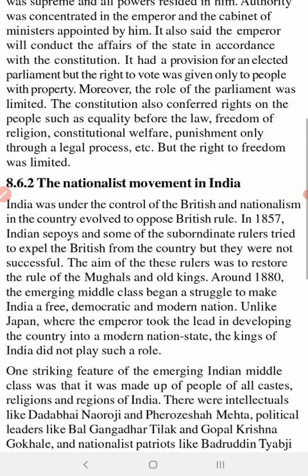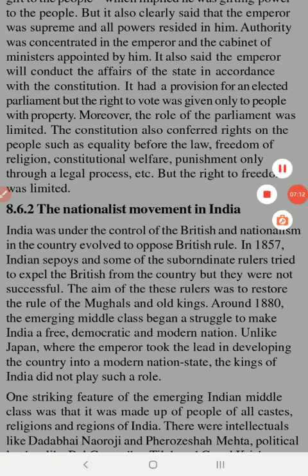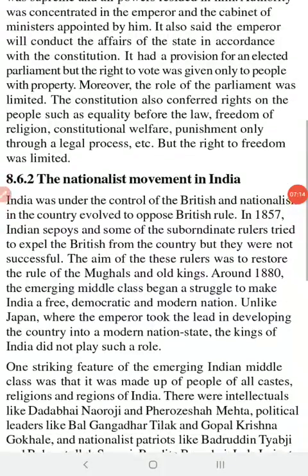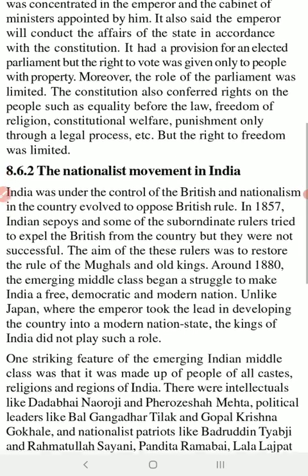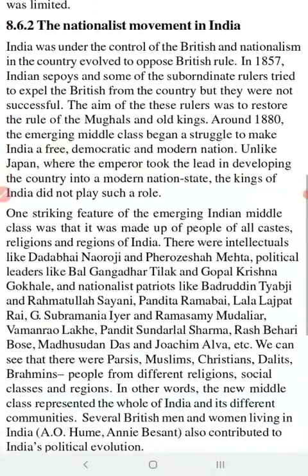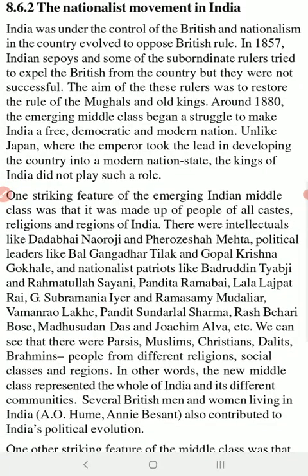Right, so with that we complete this, and we move on to the second important part, the nationalist movement in India. Next year you are going to study the freedom struggle of our country, but this is just a short introduction about how it all started. India was under the control of the British, and nationalism in the country evolved to oppose British rule. In 1857, what happened?